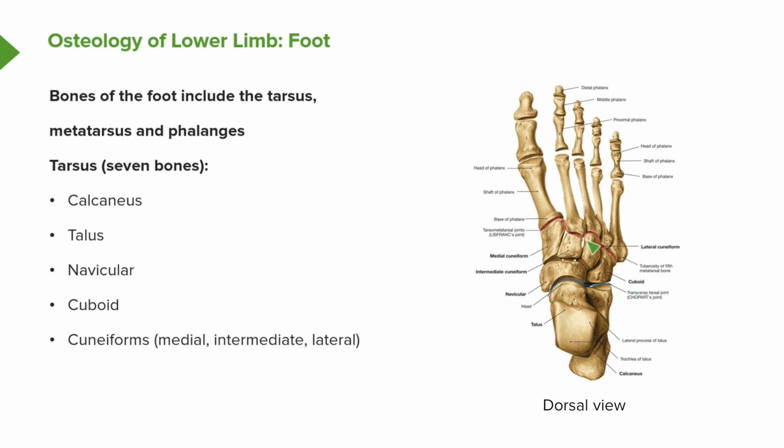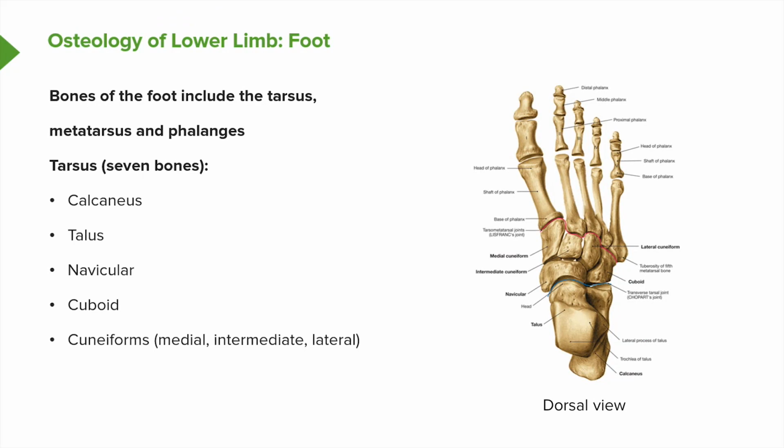And then we can see we have the metatarsus that contains these metatarsals. And then we can see we have the phalanges. But for the tarsus, we can have the calcaneus, the talus, navicular, cuboid, and 3 cuneiforms.